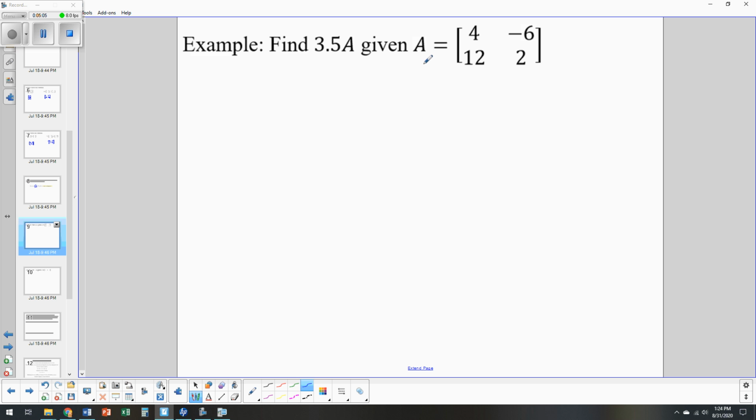So if in this example we're given the matrix A is really this 2 by 2 matrix, they want us to find 3.5A. So that means we're going to multiply every single term inside by 3.5. So I'm going to do 3.5 times 4, and I get 14. 3.5 times negative 6, I get negative 21. 3.5 times 12, I get 42. And 3.5 times 2, I get 7.